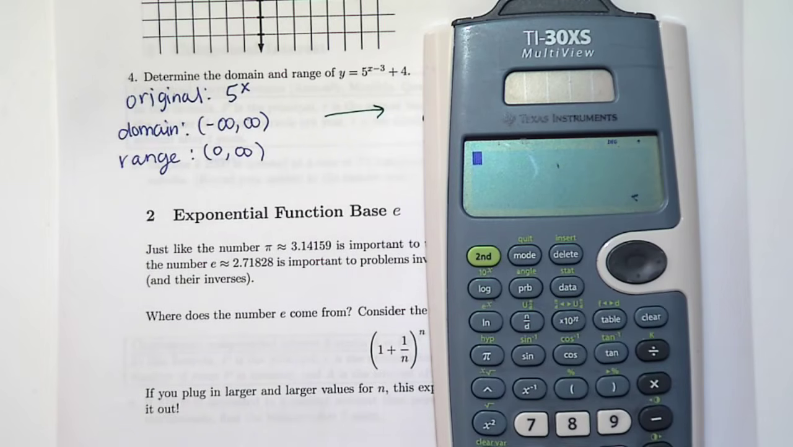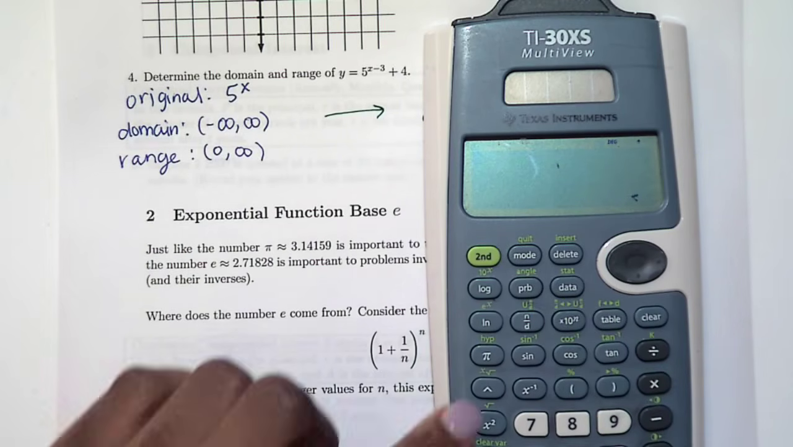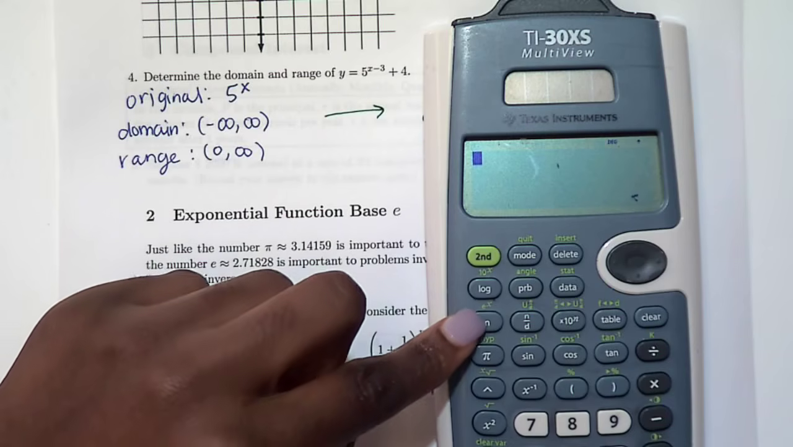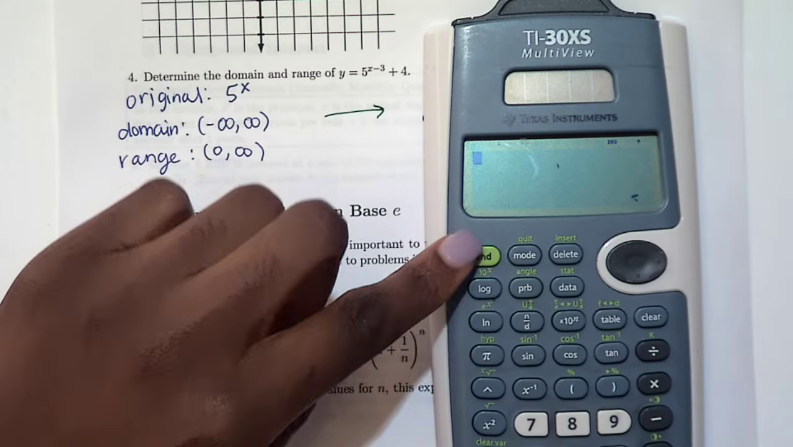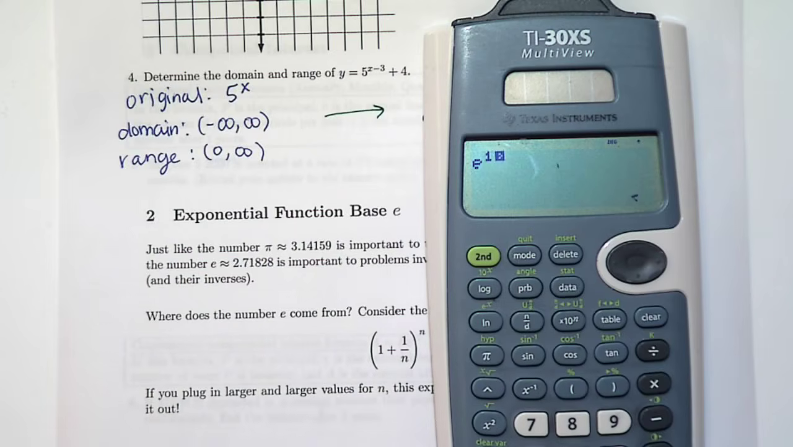Let me show you where to find this in your calculator. It should be right above the ln button, e to the x. So to figure out e, you can just do e to the 1, and you'll get that number, 2.718. We'll talk about this on the graph in the next video.